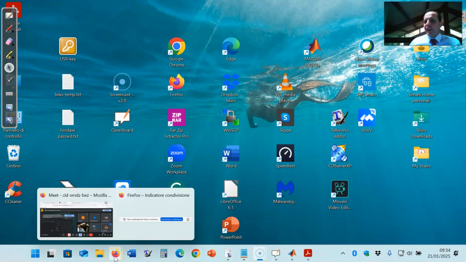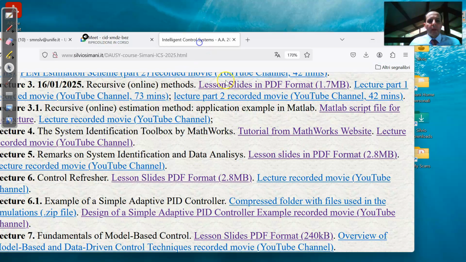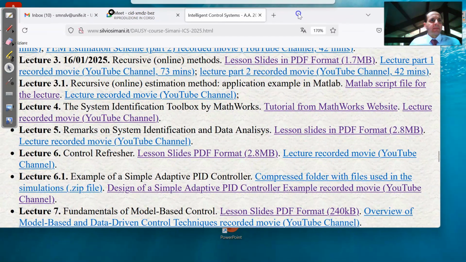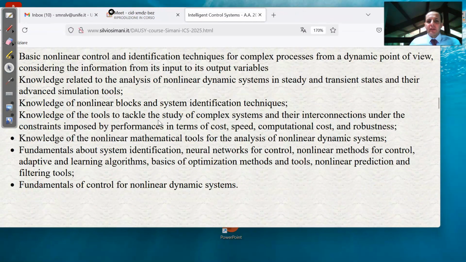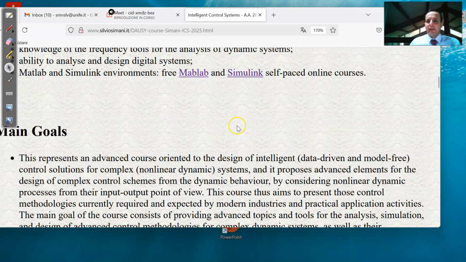So using the MATLAB and Simulink environments. Of course, if you are not familiar with these tools that are normally used in our universities, you can try to, I don't know, learn, if you have time, some more details on these facilities that are freely available here.